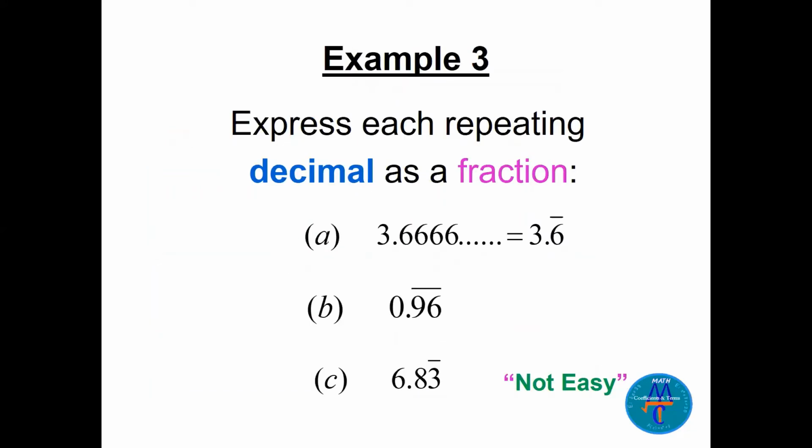Now let's move to the repeated part. I have here 3 examples. Express each repeating decimal as a fraction. We write A as 3.6 with a dash to make it easy, B as 0.96 all with a dash, and C as 6.83 with a dash. See the last example C, I wrote here not easy. There is 6.8, where 8 is not repeated, and only 3 is repeated. I will explain the method. You can try yourself if you like, pause it a little and try A.